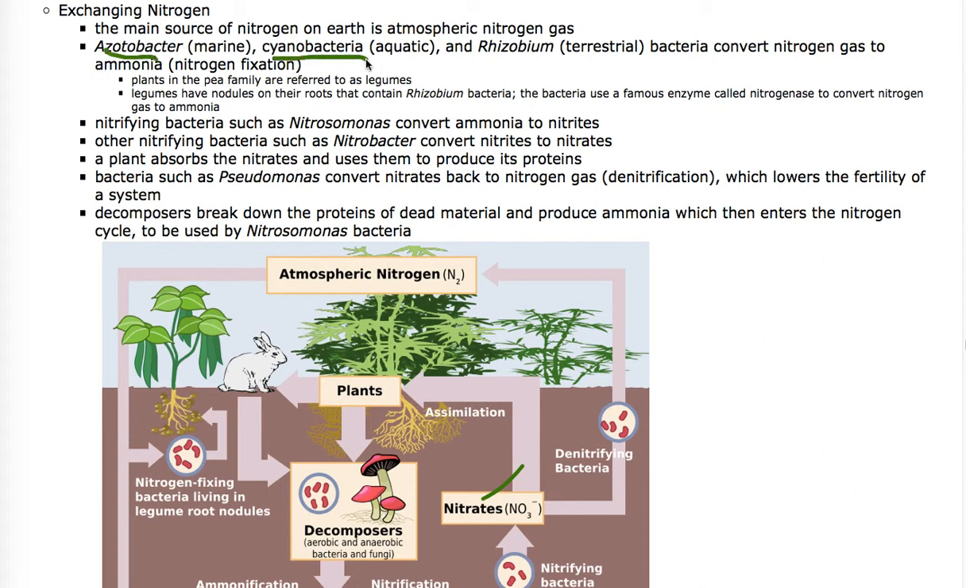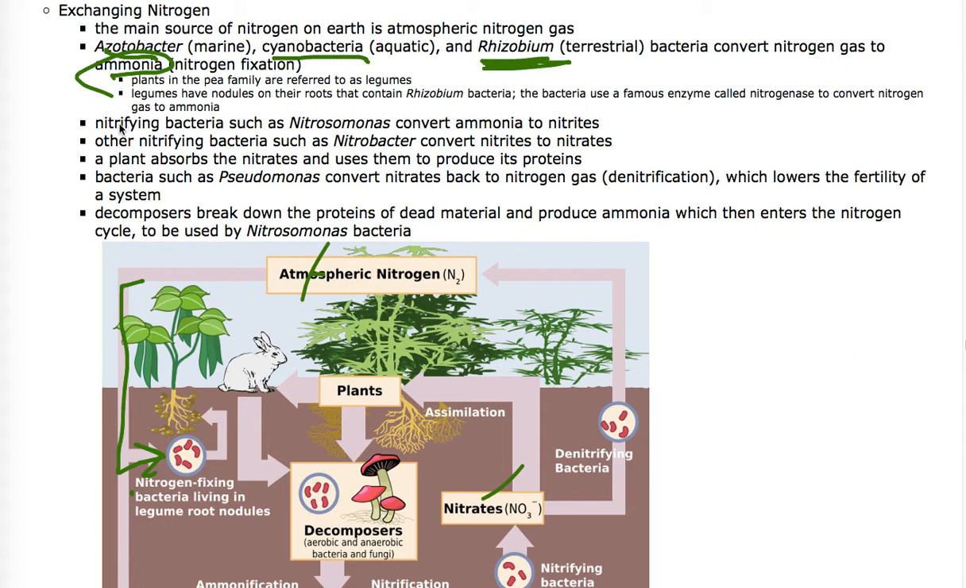Azotobacter, and cyanobacteria in aquatic and marine systems, and rhizobium in terrestrial systems basically suck nitrogen gas in and kick out ammonia. This is called nitrogen fixation, and that's on the left side of the diagram here. Atmospheric nitrogen becoming ammonia is nitrogen fixation. Okay. Now when nitrogen fixation occurs, the ammonia is available to be used to make amino acids by plants. Animals can't use it, but plants and bacteria can use the ammonia to make amino acids.